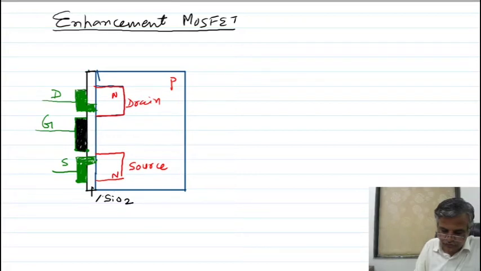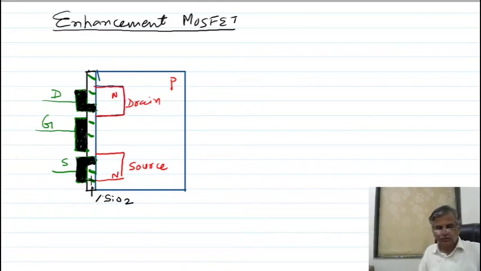There is one plate. A contact is made to the source. This is the SiO2 layer I am showing you. And see, there is no channel existing here between drain and source. It is shown in your diagram also.